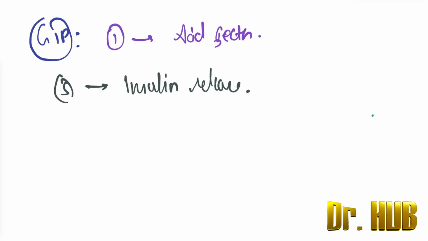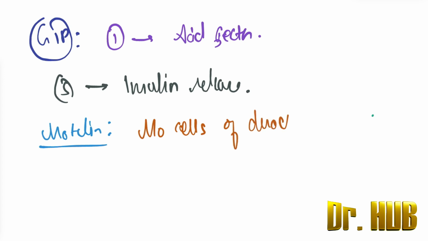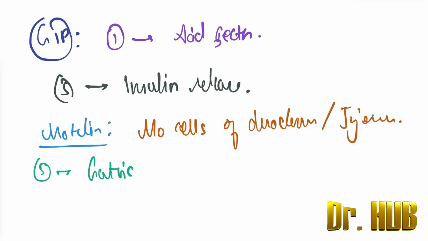Next we look at motilin. M for motilin. It also starts with M. It is from the Mo cells, and this is taking place in the duodenum as well as the jejunum. So what are the things involved here? It is stimulated in case of gastric motility as well as intestinal motility.